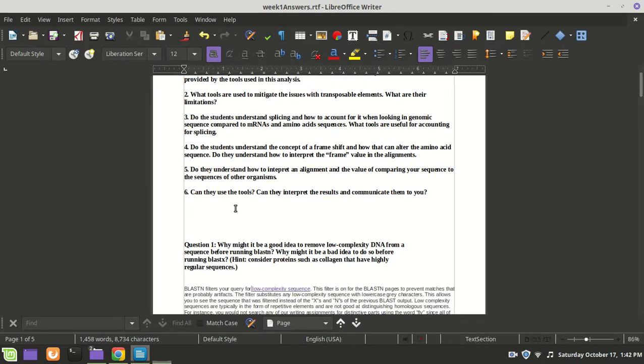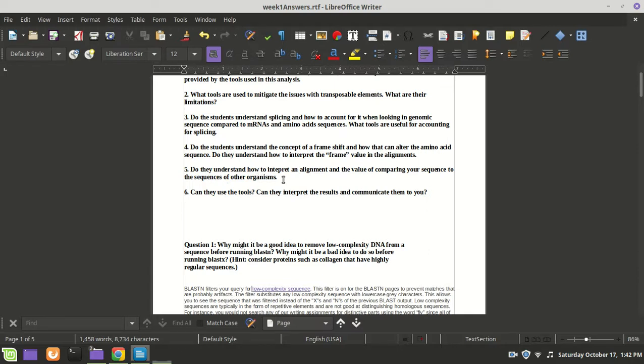Do the students understand the concept of a frame shift? That's something that you might want to explain to them, and how you can move one letter. If you delete or insert one, you have altered the reading frame. If they get that concept, that's really good. That's what we're looking for here. That's a big deal because, of course, after you alter the reading frame, the amino acid sequence is going to be different for the rest of the translation.